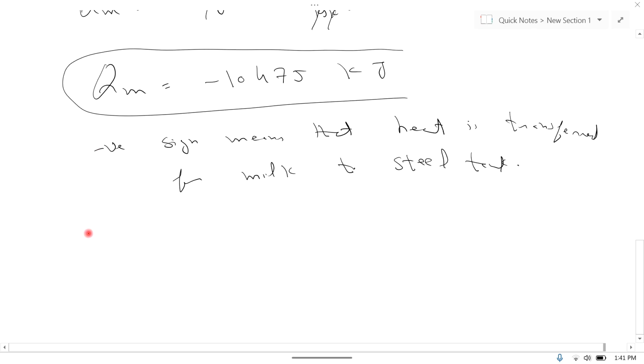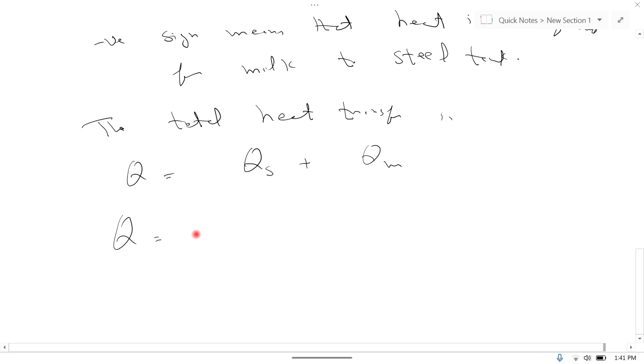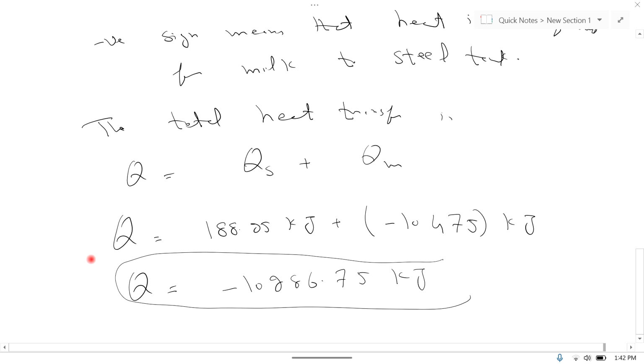Now the total heat transfer is Q, equal to heat absorbed by the steel plus heat lost by the milk. So heat absorbed by the steel is equal to 188.25 kilojoule plus heat lost by the milk, which is minus 10,475 kilojoule. So Q is equal to 188.25 kilojoule minus 10,475. So final answer will be equal to minus 10,286.75 kilojoule. So net negative sign means that heat transfer is from the system to the surrounding.